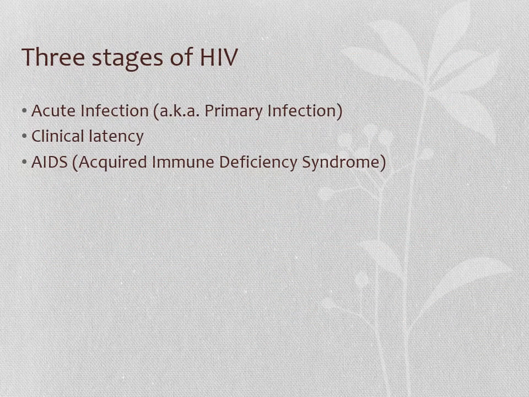So when somebody gets infected with HIV, we see 3 different stages of illness. And we're going to talk about these in turn. So acute, or sometimes called primary infection, clinical latency, which is kind of like a waiting period. Latent means it's kind of like just behind the scenes. And then AIDS itself, which stands for acquired immune deficiency syndrome. That is the disease that can be caused by this virus.